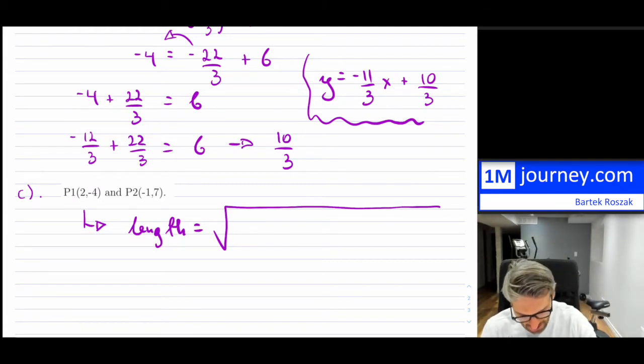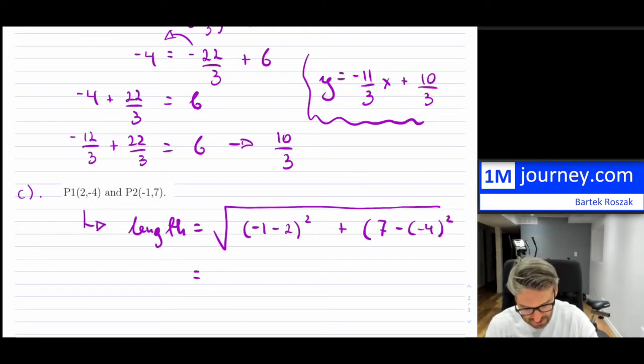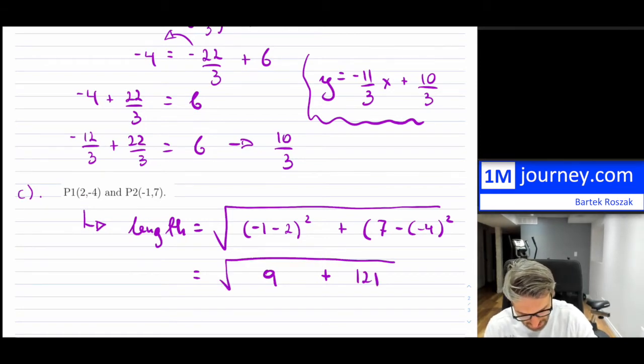So now the x values that we need, let's take P2, so that was -1 minus 2, square that, plus now 7 minus -4, and square that. And what do we get? So it's -3 squared, so that's going to be 9, plus 7 plus the 4, which is 11, 11 squared, which is 121. You can check that if you like.